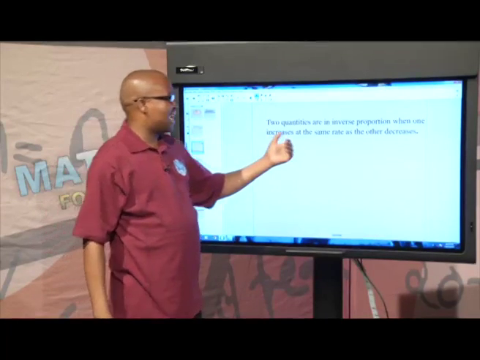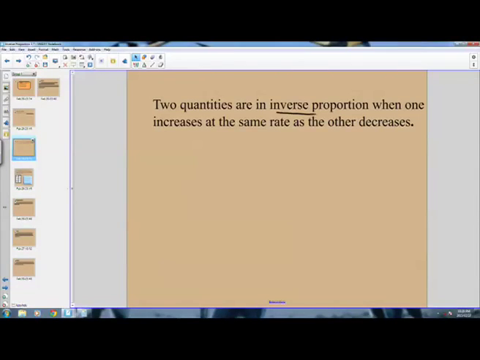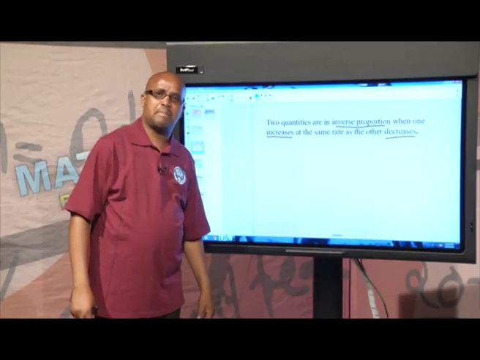Two quantities are in inverse proportion when one increases at the same rate as the other decreases. So two keywords here: when one quantity increases, the other one decreases. That is the inverse proportion. We don't expect the two to be increasing. When one increases, the other will decrease. That's the inverse proportion.